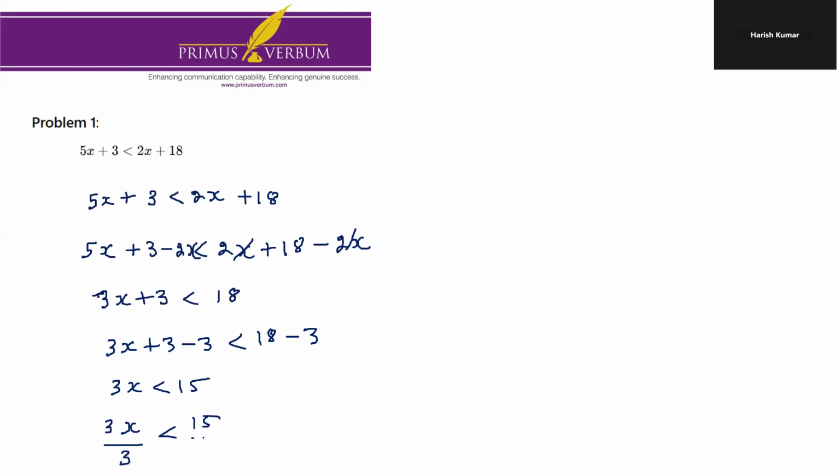Less than 15 divided by 3. This gives me x is less than 5, which is the answer to this question, which is the value of x, and it's a range of values less than 5. I hope this is clear to you now.